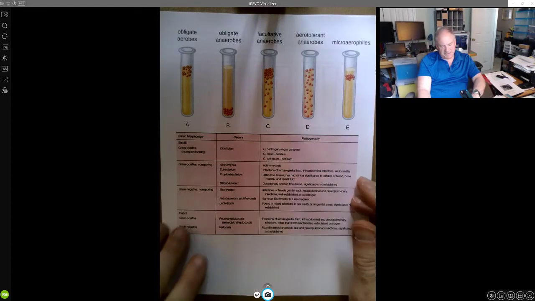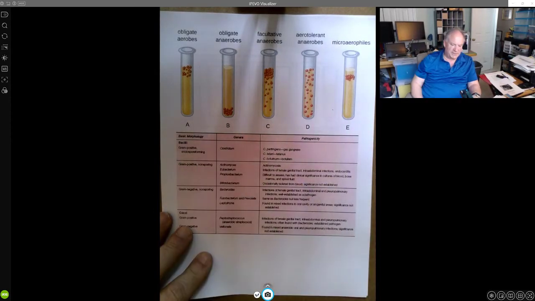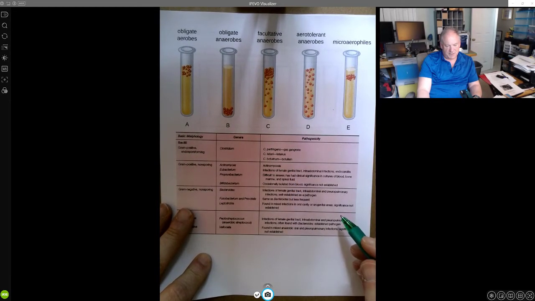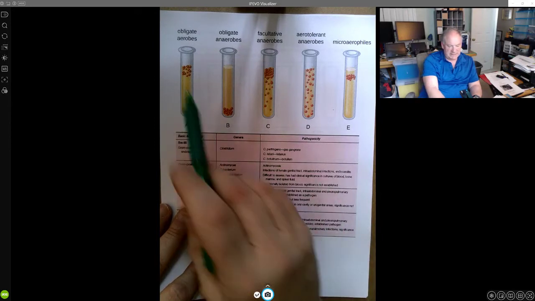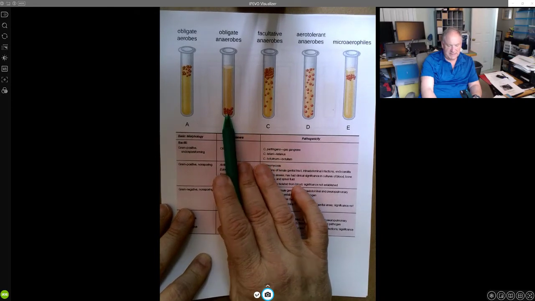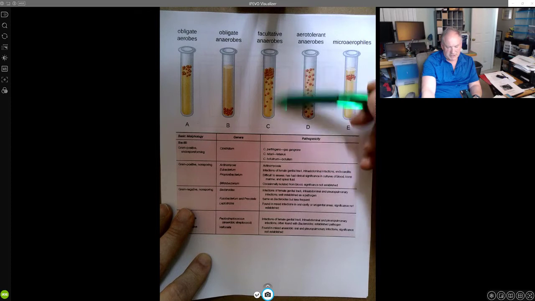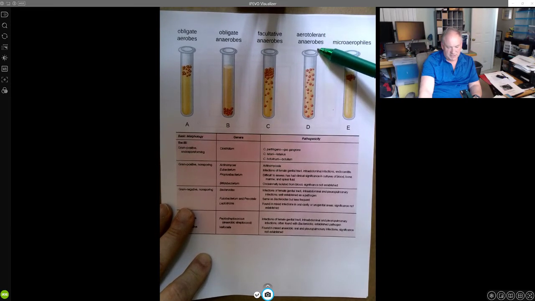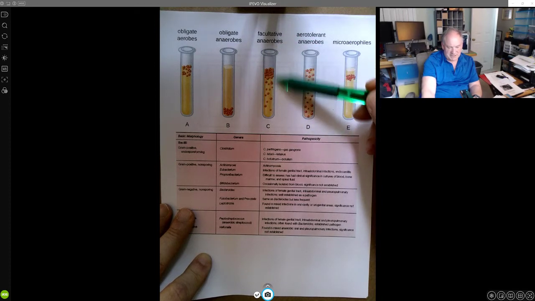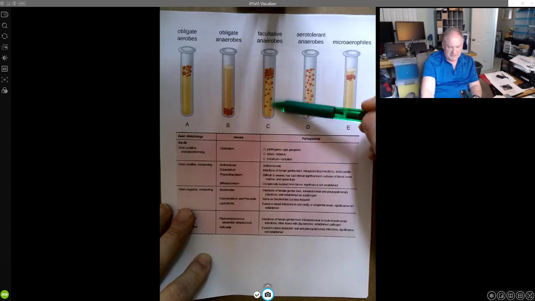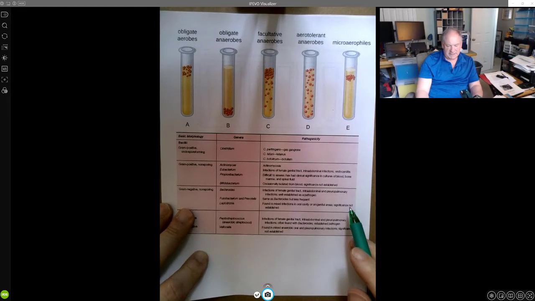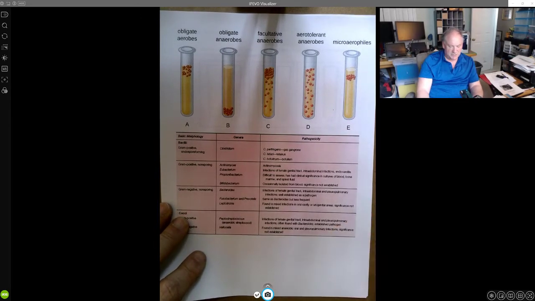But here is an idealistic viewpoint at interpreting what's going on in the tubes, and this is a good one to study by for class, for the lab practical. You can see the obligate aerobes and obligate anaerobes, as far away as they can be. Facultatives will tend to grow throughout the tube. Aerotolerant anaerobes also grow throughout the tube, but the facultative anaerobes prefer oxygen, though they can handle low oxygen. And then the microaerophiles will park where there's just the amount of oxygen that they want, no more, no less.